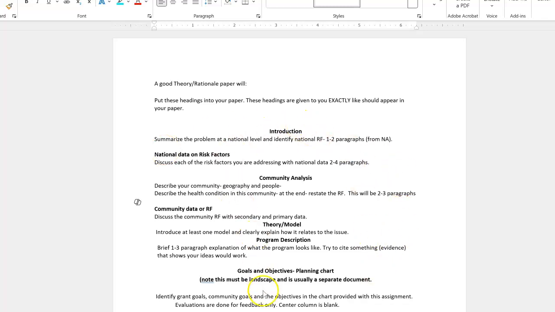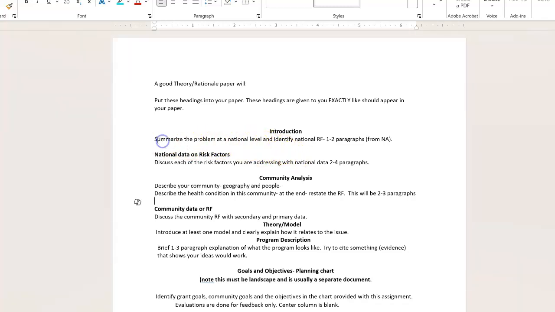So put all your headings in, and this helps you address everything you're supposed to. And it also helps you to be able to write the paper in any order you want. Remember, the paper does not need to be written from beginning to end. You can write in any order you want. So you could write about the theory and model first, and then go back and do the introduction.